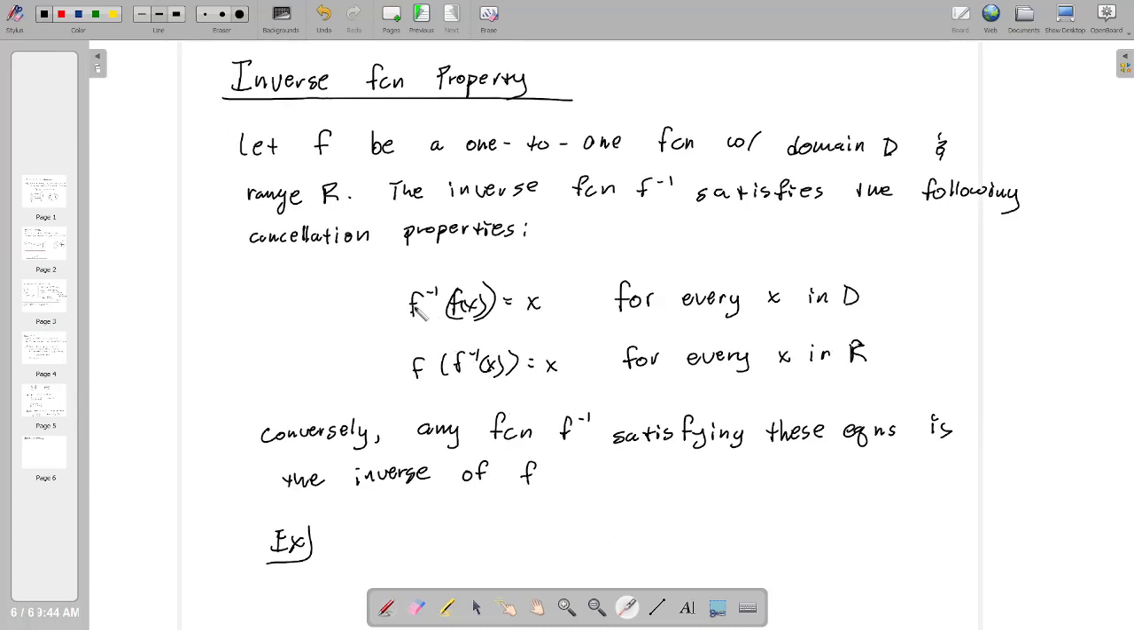So first, this is exactly what I was saying before, where f inverse undoes f. So if we compose f inverse with f, then we get back to the starting point. We input an x value into the function f, and then we apply the inverse function, we get back to what we had. Similarly, if we have an x value and we apply f inverse, and then apply f, then we get back to what we had at the very beginning.